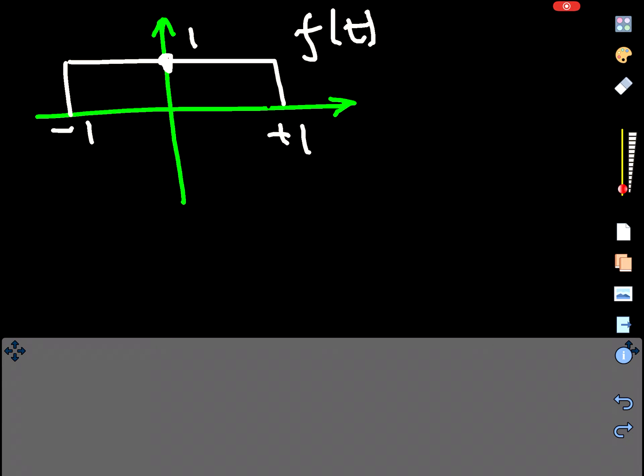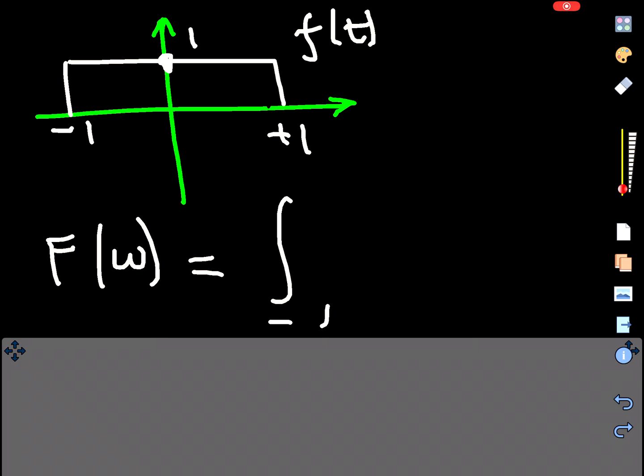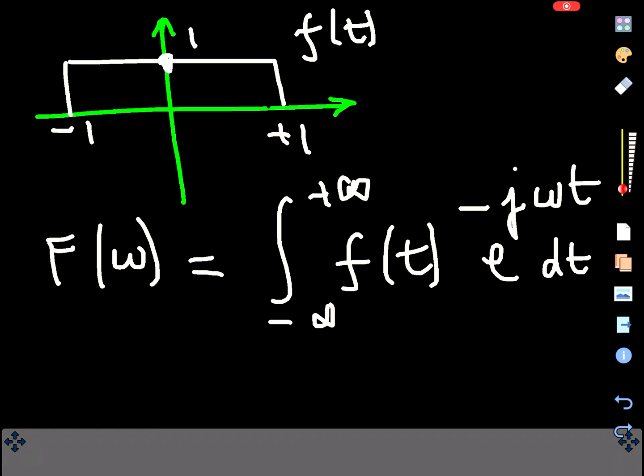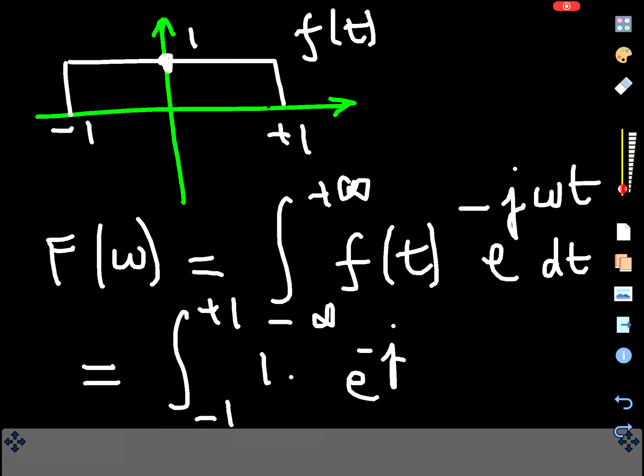So by definition, the Fourier transform of f(t) is noted F(omega), and it is the integral from -infinity to +infinity of f(t) exponential minus j omega t dt. This function will be equal to the integral from -1 to +1, because the function exists on a limited support of time. So it will be 1 times exponential minus j omega t dt.